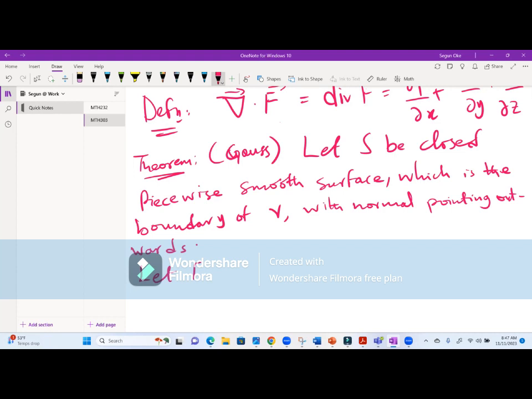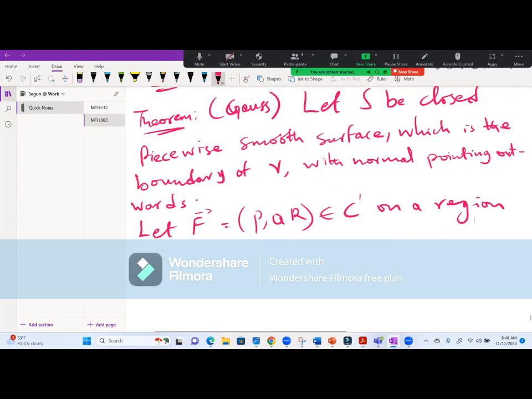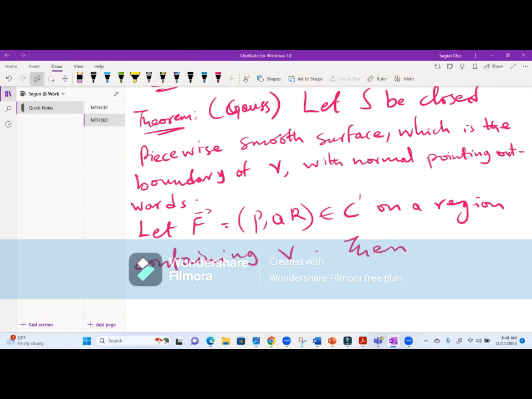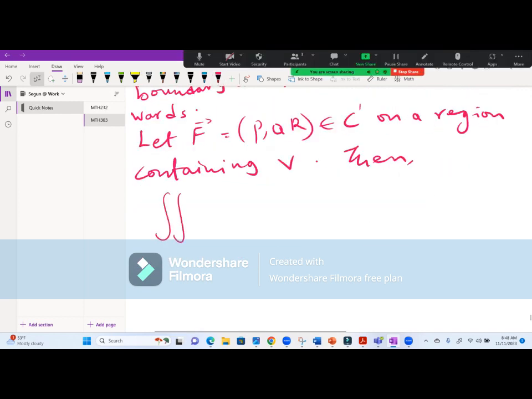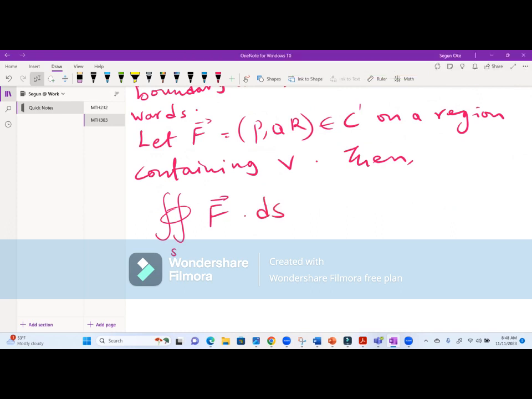Then let vector F equals (P, Q, R) belong to C1 on a region containing V. Then we have the surface integral, don't forget it's closed, of the vector F dS, equals the volume integral of div F dx dy dz.